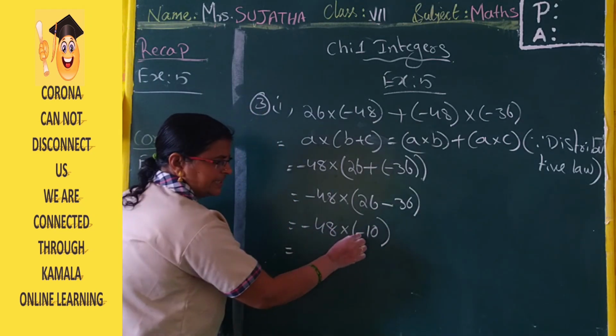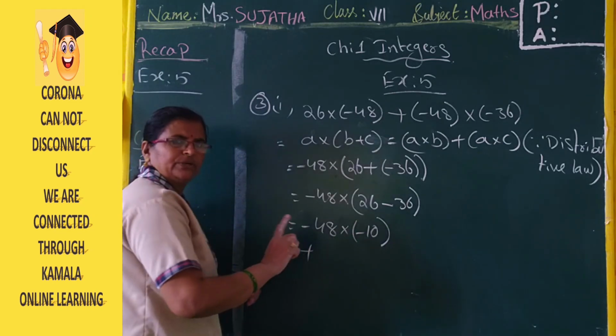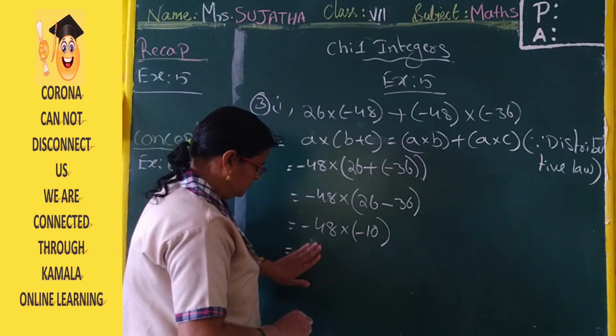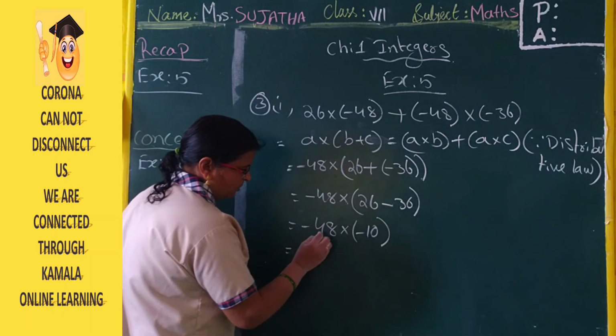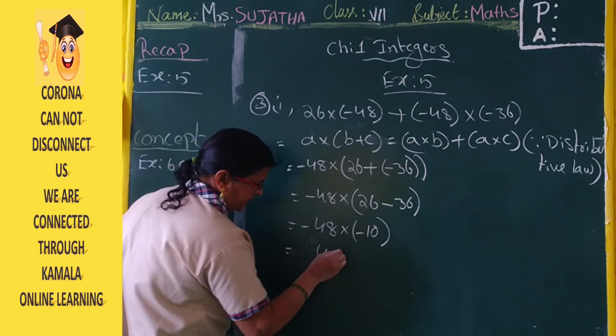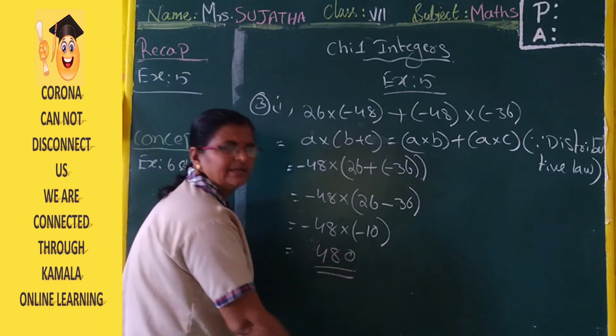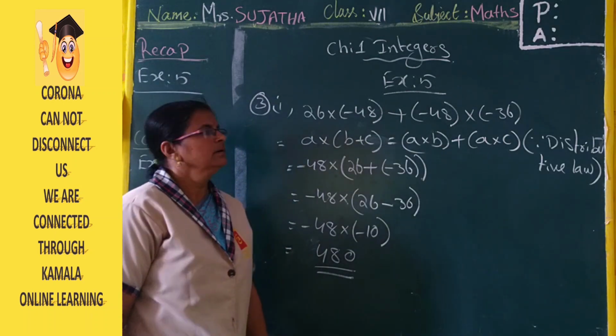Now minus into minus is plus, no need to write the plus mark. Now repeat: 48 into 10, that is 480. Easy way to simplify.